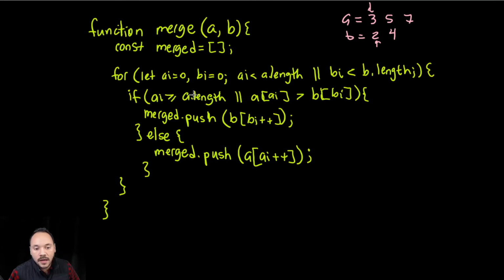So we say AI is bigger than the length. AI is starting at 0, is it bigger than 3? No. And is the first element 3 bigger than the element in B, which is 2 in this case? It is. So we're going to push 2 to the new array. So this is merge. 2 will come down and we will have 2. And then we increment the index in here and it will be pointing to 4.